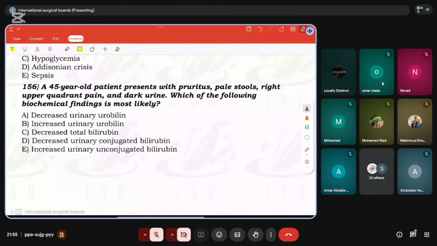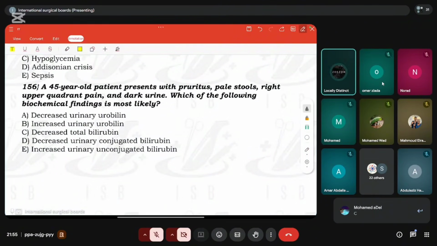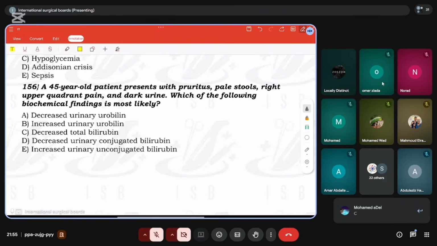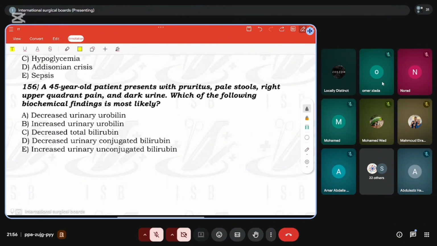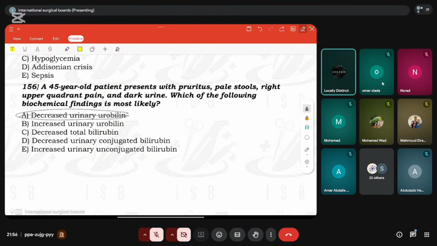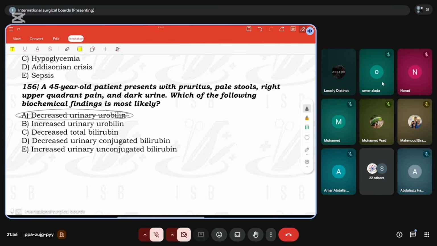Think simple. Tell me that, okay, there is obstructive jaundice. True. Obstructive, so bile doesn't go to the bowel. You agree? Yes. So it means bacteria in the bowel do not convert that to urobilin. So we know that it will not increase. So A? Yes, A, right? It will decrease, or even be undetectable.